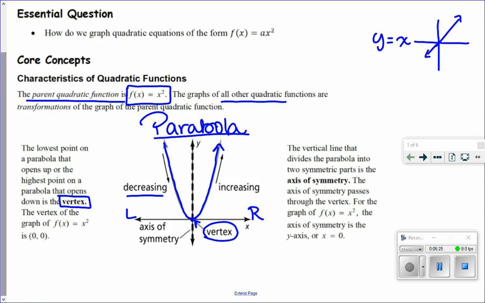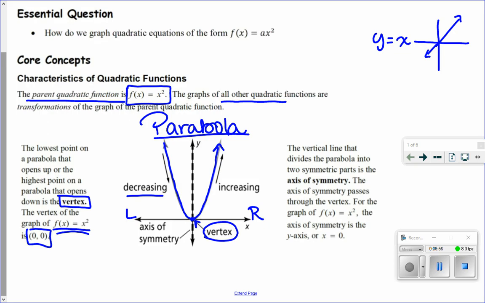Okay, that's called a vertex. And if this were pointing downward, just as a side note, then the vertex would be up here. It would be that highest point. Sometimes parabolas will point downward, and we'll talk about what causes that very soon. But for right now, you just know that the vertex is the highest or lowest point where the parabola changes direction. Okay? The vertex of the parent in particular is always at the origin.